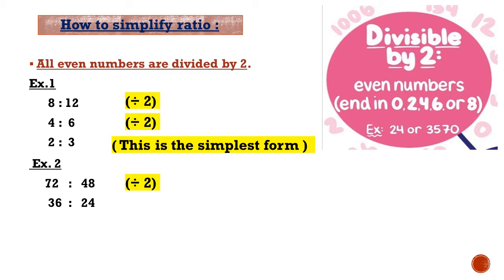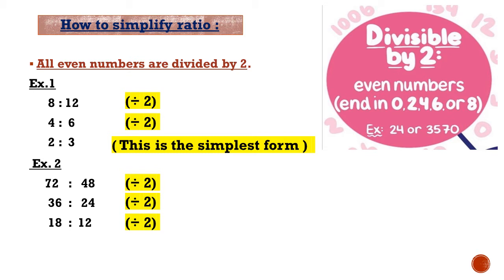Is this the simplest form? No, both of them are even again. Then we divide by 2 again. 36 divided by 2 equals 18. 24 divided by 2 equals 12. We have a ratio between 2 even numbers again. Then this is not the simplest form.